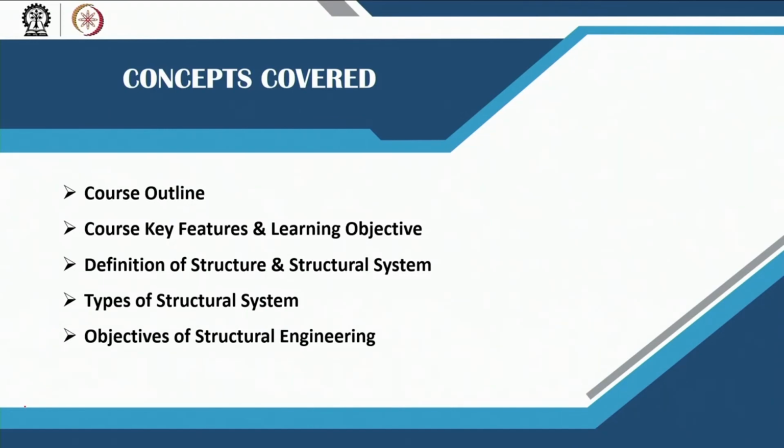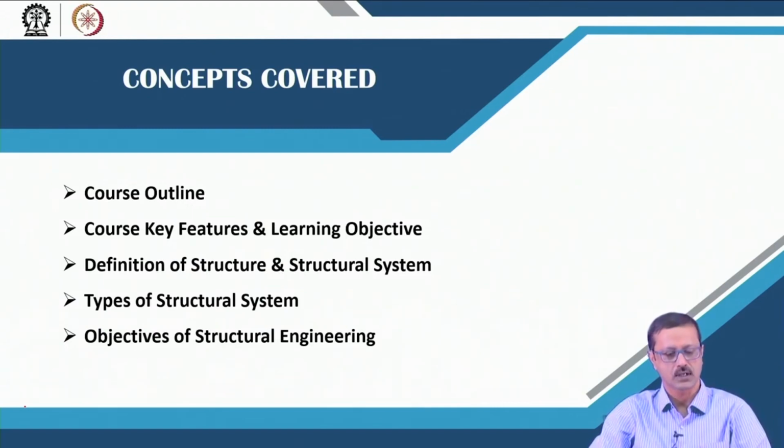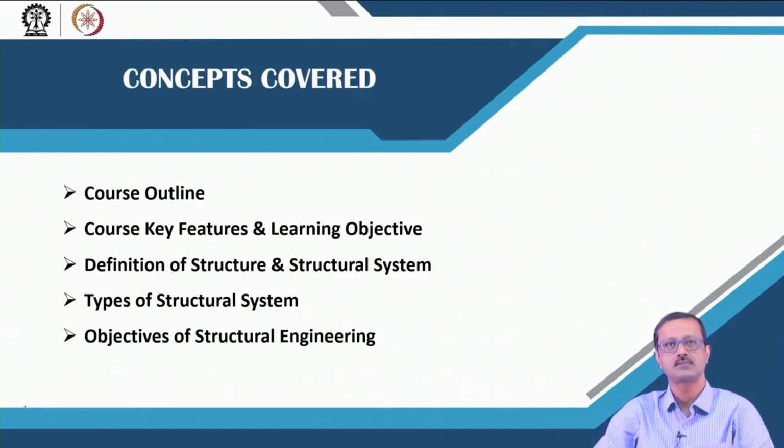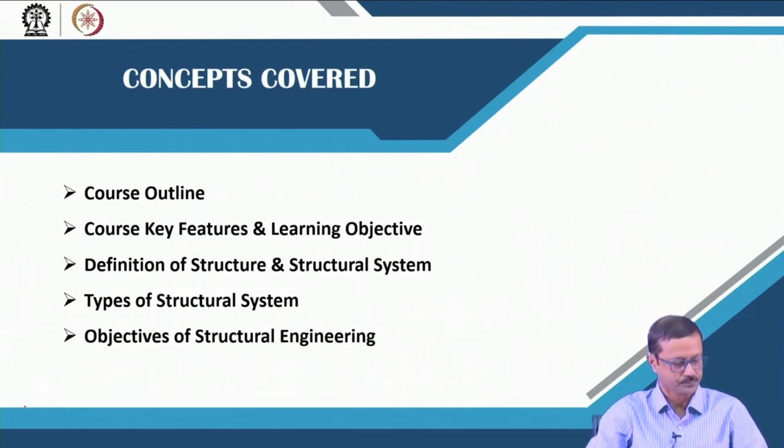We will start with an outline of the course, then the key features and the learning objective of the course, then we will define the structures and the structural systems, then we will move into the types of structural systems, and finally, the objective of structural engineering.